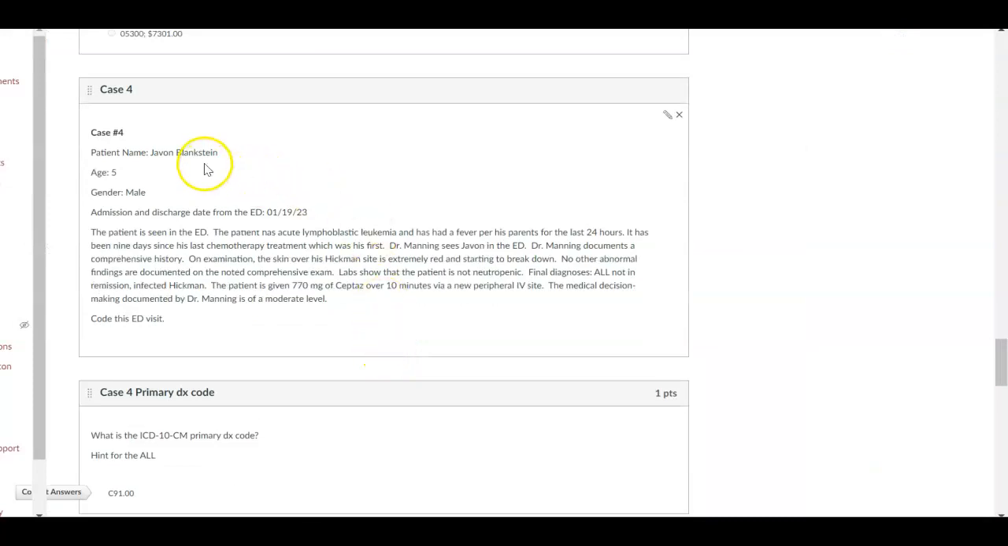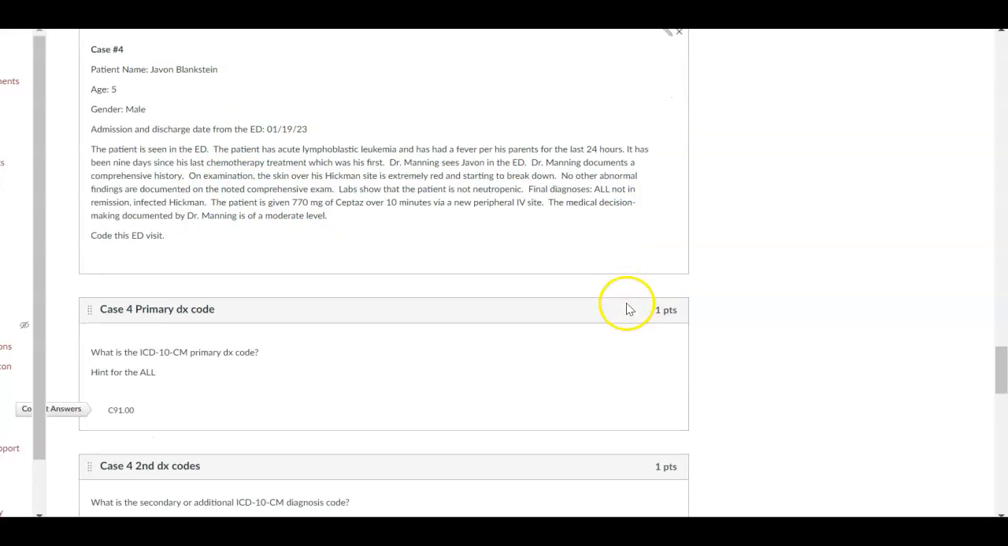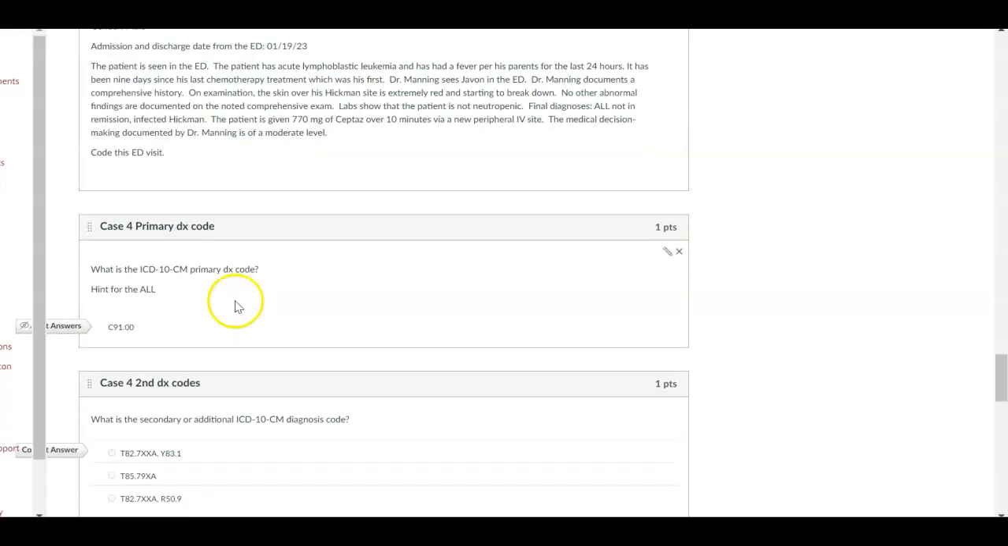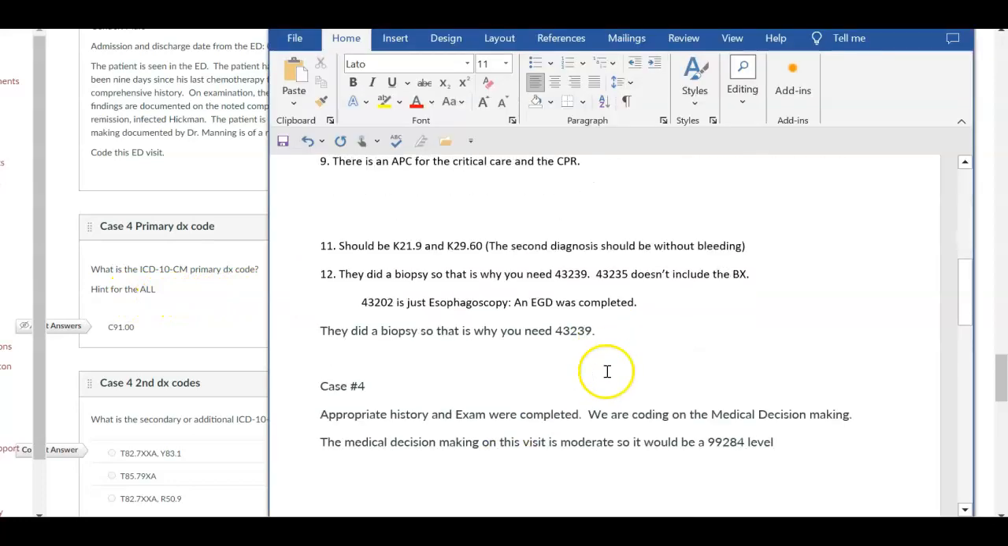We have Javon Blankstein, male, age 5, admission and discharge from the emergency department. And the biggest thing here, we are looking at what everything's going on, but we're also looking at medical decision making for our level. So what ICD-10 primary diagnosis? Hint for the all.